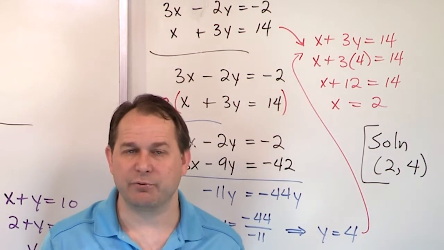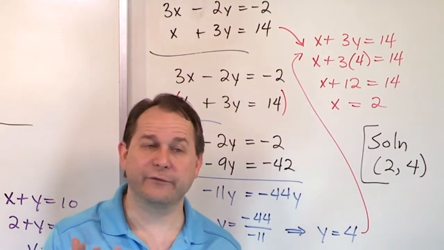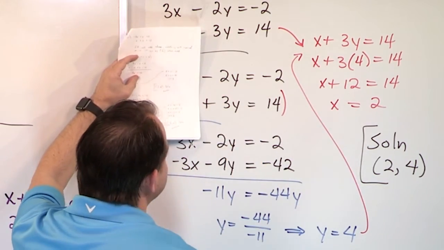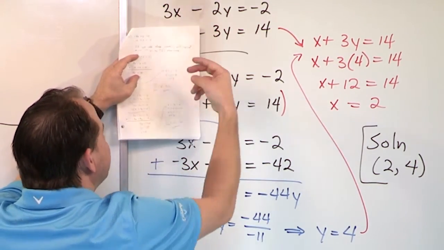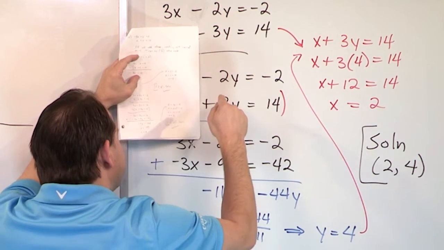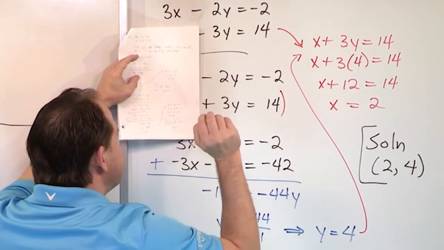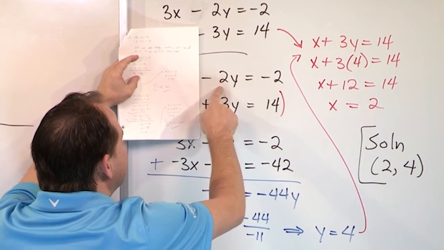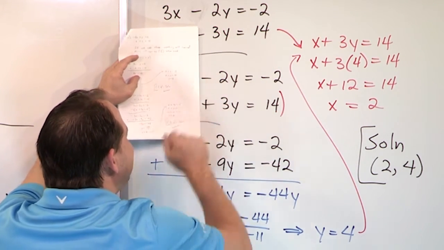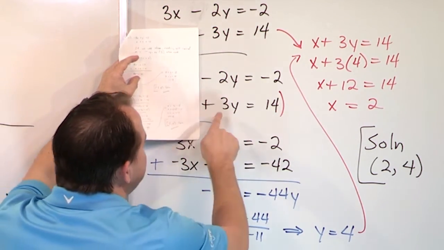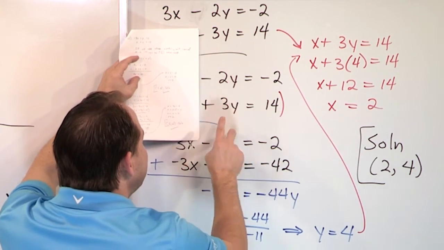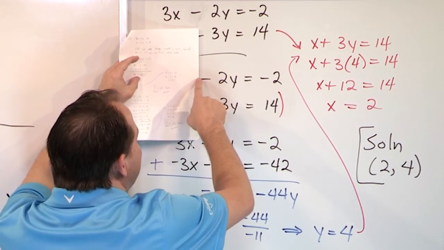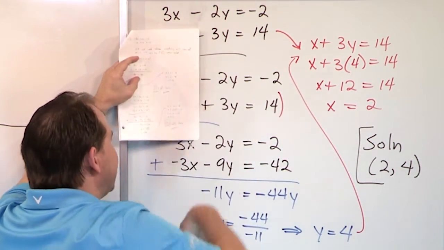And I'll just give you a preview. We're not going to do this just yet, but here's how you would handle it. If I had something like this and I had to cancel the y's, I would multiply the top equation by 3. But I'd multiply the bottom equation separately by 2. Because on the top, if I multiply by 3, -2 times 3 will give me -6y on the top. And then on the bottom, if I multiply the bottom equation by 2, it'll give me +6y on the bottom. So then I'd have -6y, +6y, and I could cancel them.